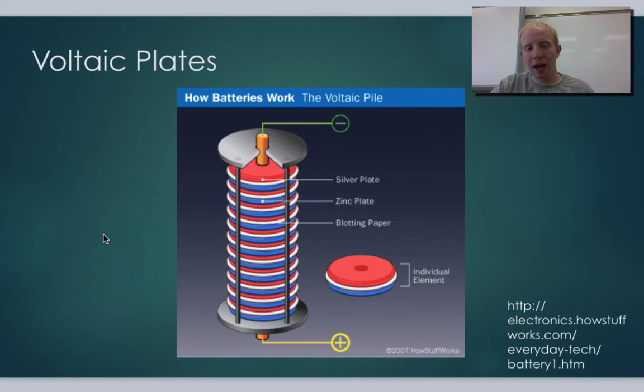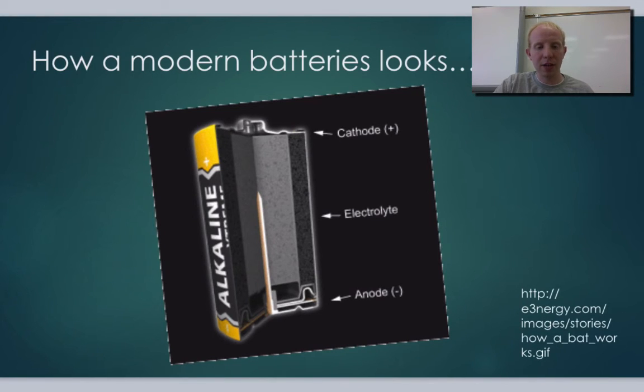Alrighty, so that was kind of the first batteries that they made, and then they realized that we can make them smaller if we use solutions. Okay, you probably have heard of battery acid. Our modern batteries nowadays don't use these piles; they use acid and other things.